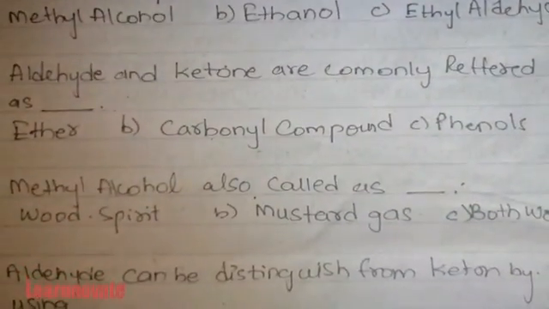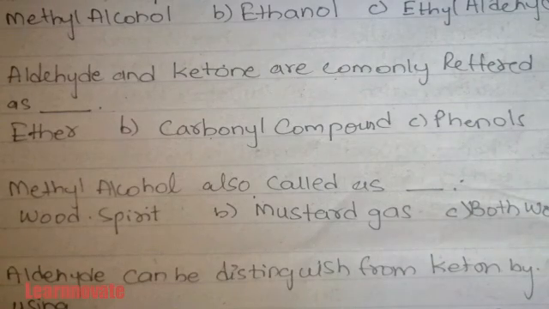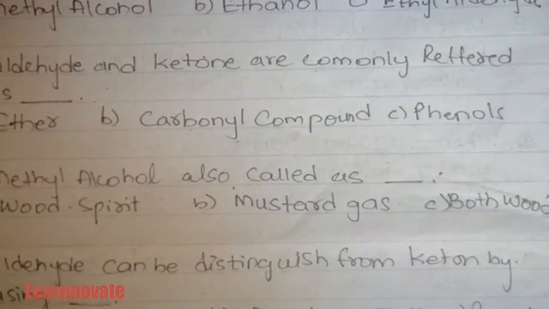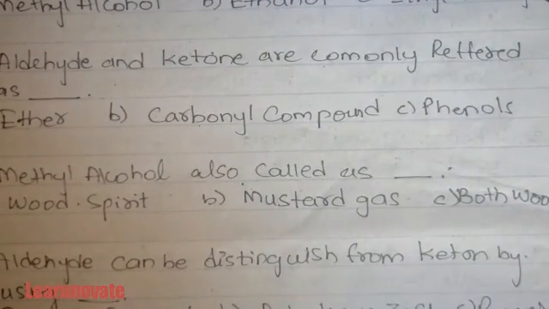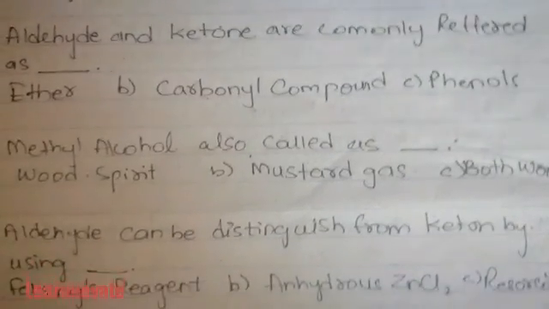Question number 3. Methyl alcohol is also called as dash. A, wood spirit. B, mustard gas. And C, both. So which of the following is another name for methyl alcohol? You have to answer this question, and this is also written in your books, that which of the following is a common name for methyl alcohol, for methane gas, and for ethanol, etc.